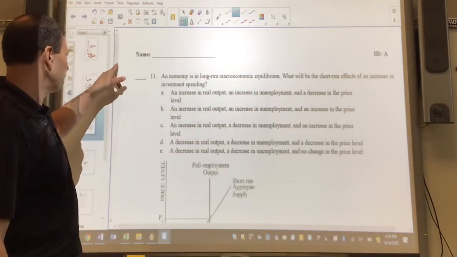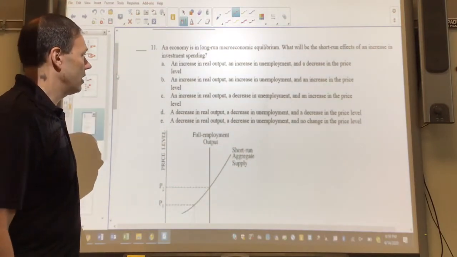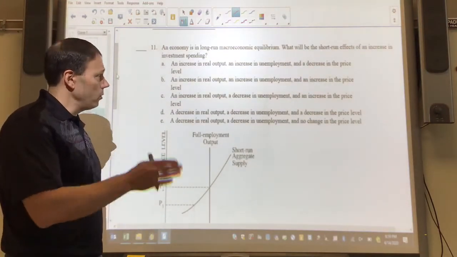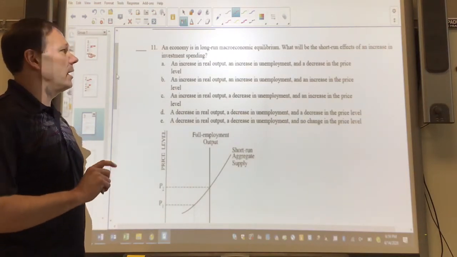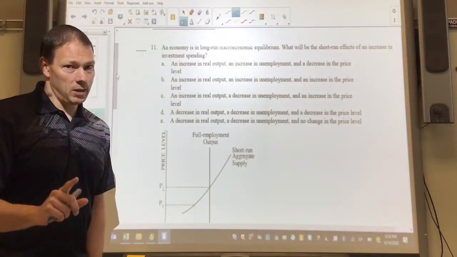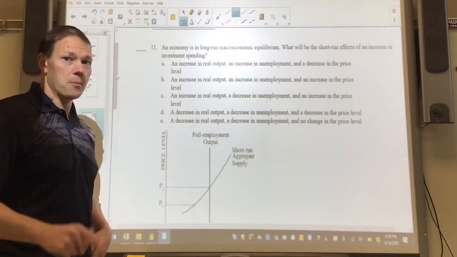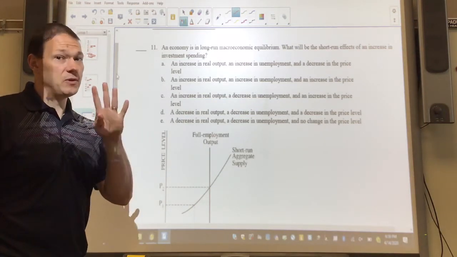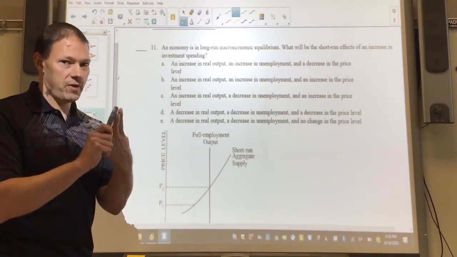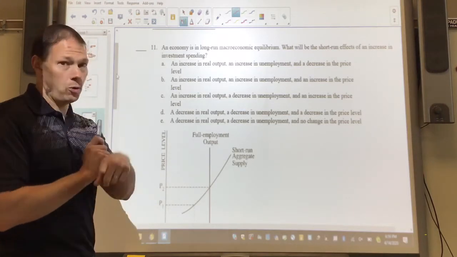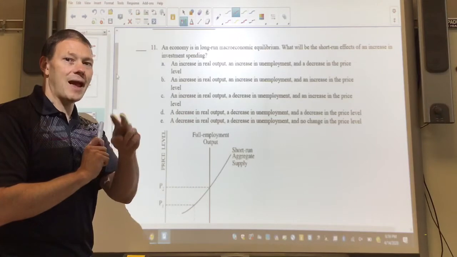Debt gets bigger. Number 11, an economy is in equilibrium. What will be the short-run effects of an increase in investment spending? Now, this one's tricky. Now, remember, the 4 things that shift aggregate demand: consumption, number 2, investment spending. So this is in the short run going to affect aggregate demand.